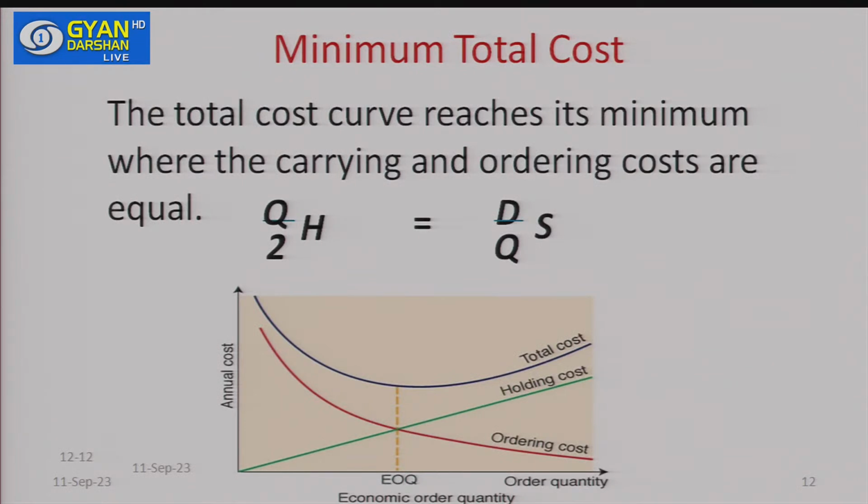If you just see the figure, on one hand it is the holding cost and the red is your ordering cost. If the quantity in one order is increasing, your ordering cost will reduce. At the same time, if you are increasing the number of items in one order, your holding cost will increase. But if you see the curve of your total cost, at the optimum level you will get the economic order quantity, that is the point where you are getting the optimum quantity.